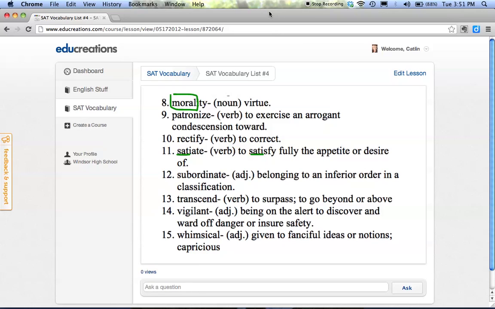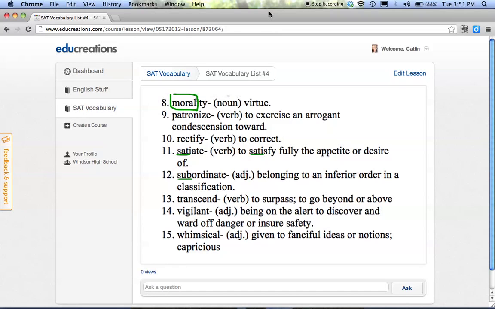12 is subordinate, and here we go again with the SUB, meaning below. And remember our last list, we had subjugate, which means to conquer, to push below. Well, subordinate means belonging to an inferior order, an inferior class, an inferior group. So a subordinate means someone who is below you. So in a company, you have the CEO at the top, and then other people in different departments are underneath that CEO, the head of the company, right? So they are the subordinates in that company.